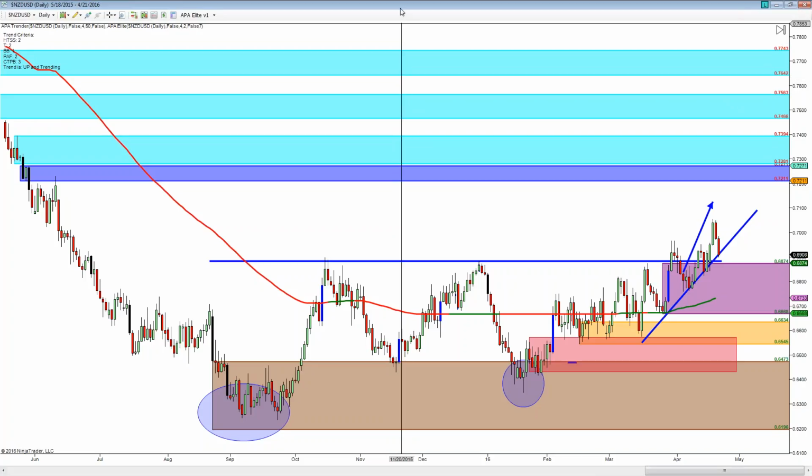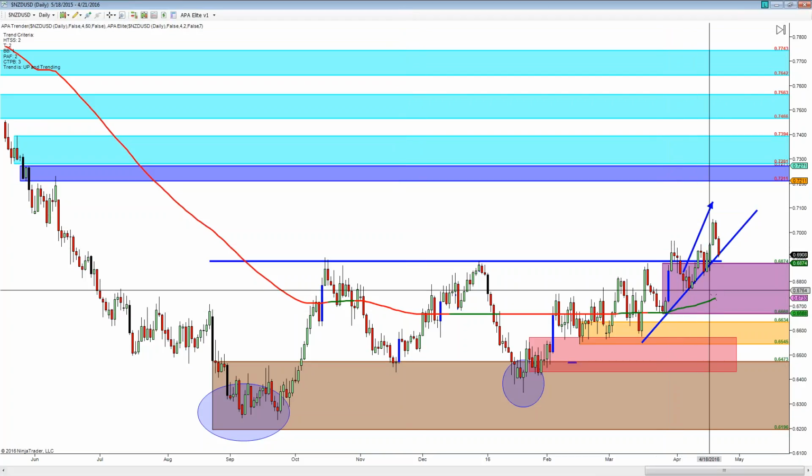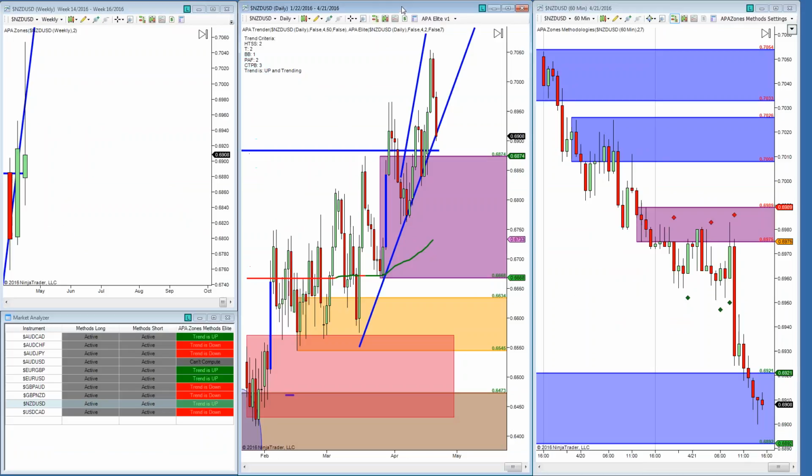Yeah, making higher highs. So we're going to continue up for a while. Just find your opportunity to get long, and get back on board to the long side.